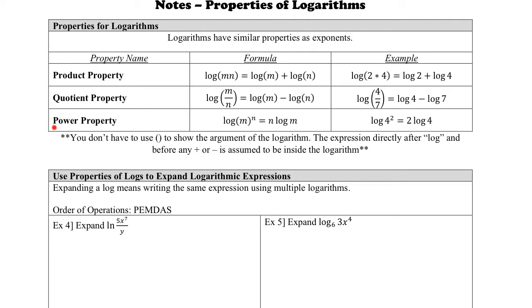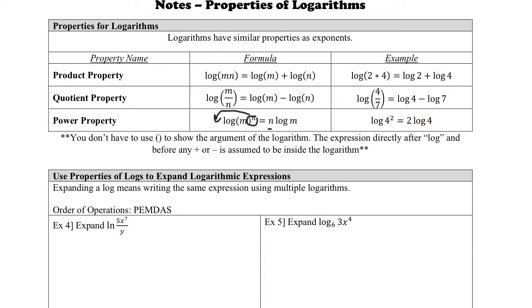And then last we have the power property. This is with exponents. If I have log of something to the nth power, I can take that exponent and drag it down to the front and put the n multiplied in the front. For example, if I have log of 4 squared, I can take the 2 on the square and put it in the front of the logarithm. So it would be 2 times log of 4.